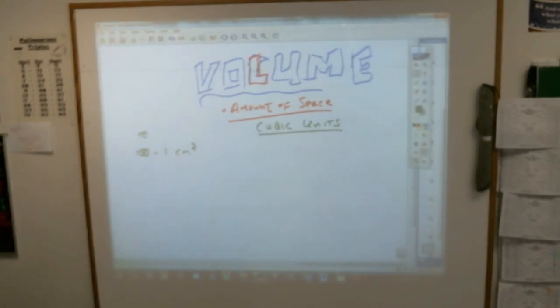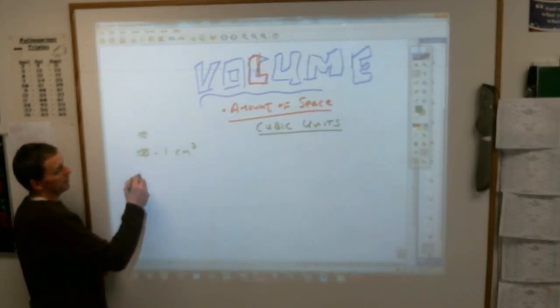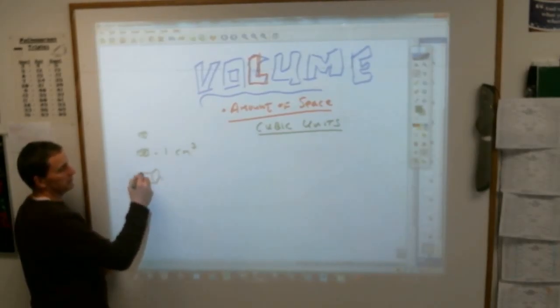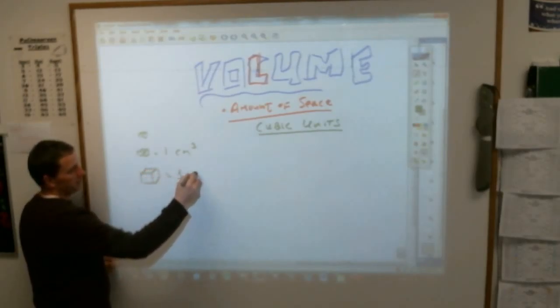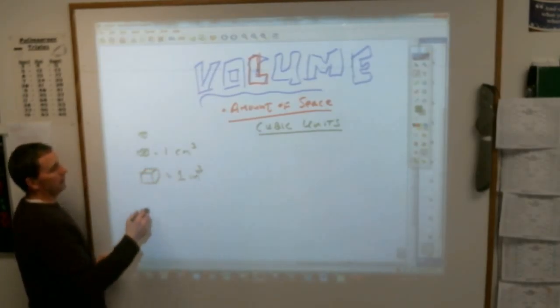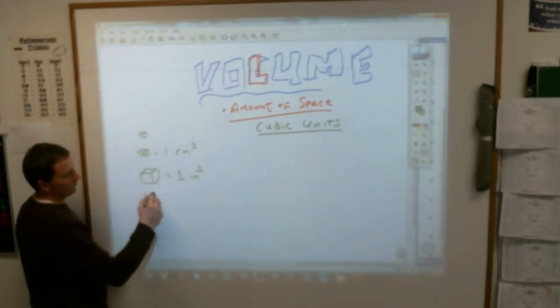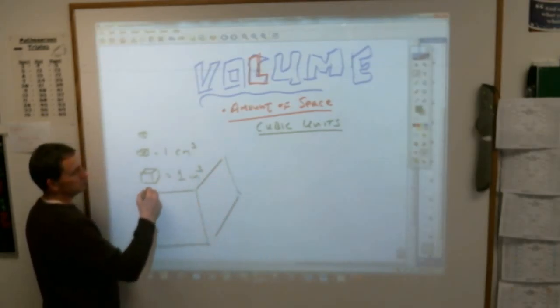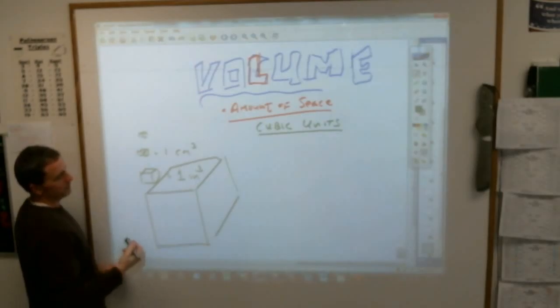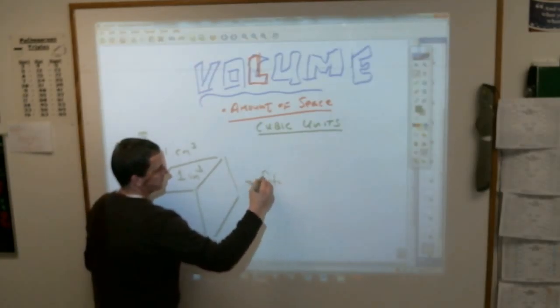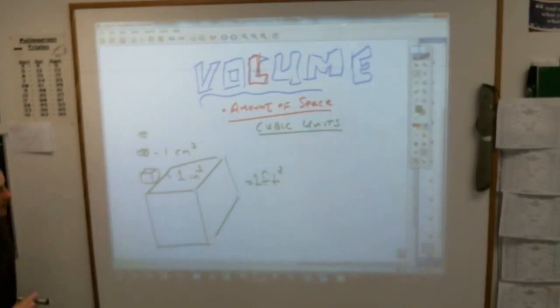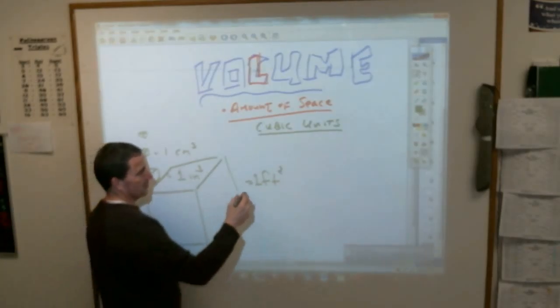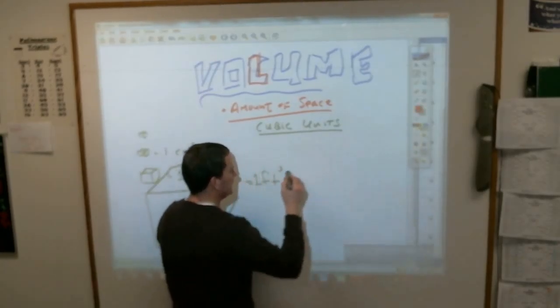This is 1 cubic centimeter. It's 1 centimeter by 1 centimeter by 1 centimeter. Or a cubic inch would be 1 inch by 1 inch by 1 inch. It's a little bit bigger. Or a cubic foot would be 1 foot by 1 foot by 1 foot, a foot cubed. If you were talking about the Earth, you'd probably measure it in cubic miles or cubic kilometers. Now, you might ask yourself, where does this come from, this little feet cubed?